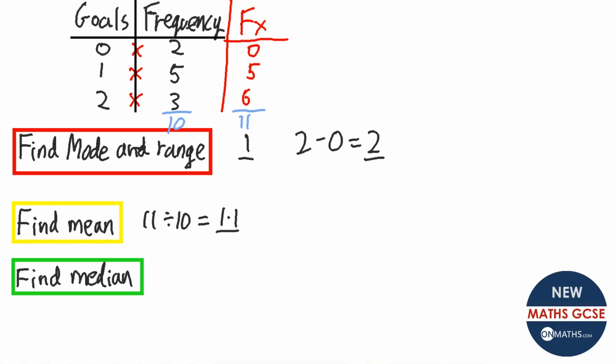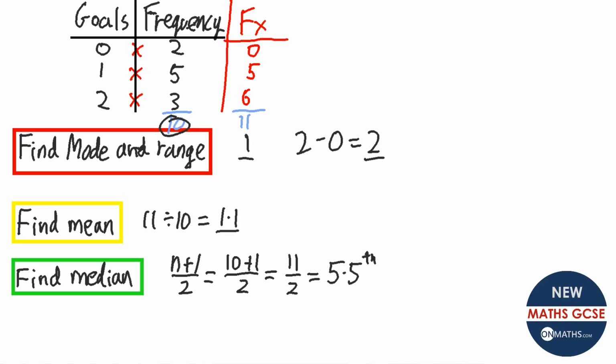Now, to work out the median, we do exactly the same method as we did before. So we're going to do n plus 1 over 2. N we find over here. It was how many matches there were. There were 10 matches in total. So it's 10 plus 1 over 2. 10 plus 1 is 11 over 2. And that gives me 5.5. So we're looking for the 5.5th value. Well, no, we're not. We're looking for the 5th and the 6th value, and then we're going to find out what number is in between them.